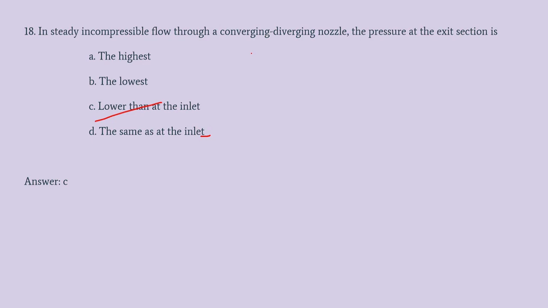So you know how the pressure will increase and decrease. So you can't say it will be the lowest, and it won't be the highest also. And once it has passed through a converging diverging nozzle, there will be some head losses to the flow. Then you can definitely say that the pressure will be lesser than that of the inlet. So the option is C.